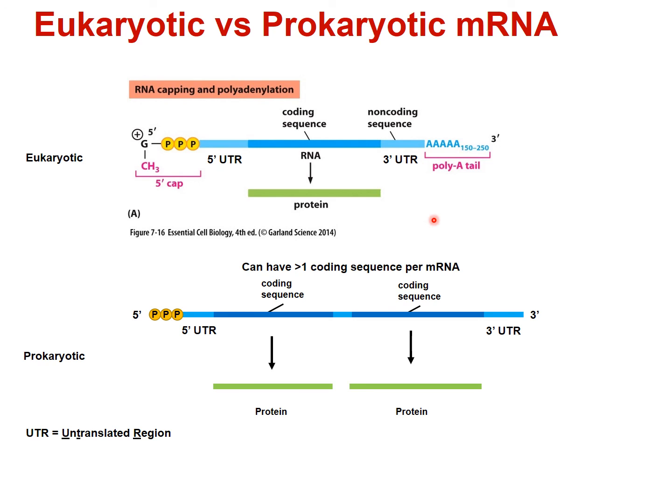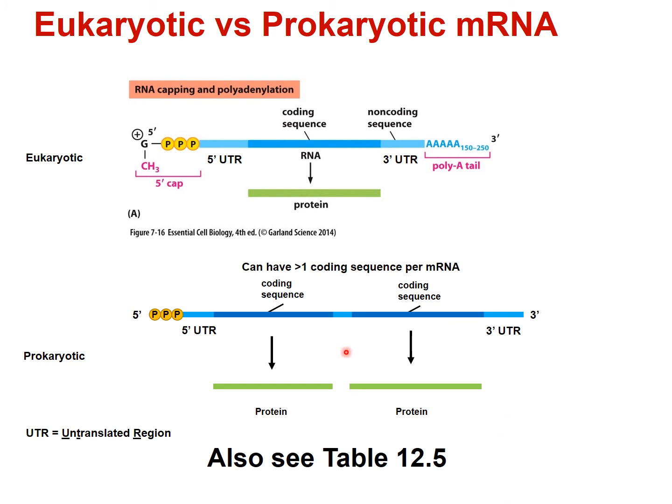If we look at prokaryotic messenger RNAs, they don't have this 5' cap. They do have these 3 phosphates. They also often have untranslated regions both at their 5' and 3' ends. A major difference is that you can have more than one coding sequence on a prokaryotic or bacterial messenger RNA, whereas for eukaryotic messenger RNAs, there's typically only one coding sequence. These coding sequences in bacterial messenger RNAs can each be translated into different proteins. And you also notice that there is no 3' poly A tail on bacterial messenger RNAs.